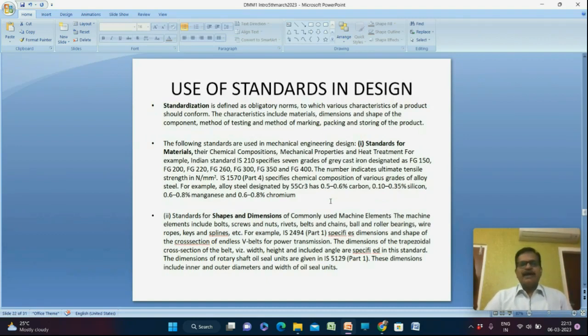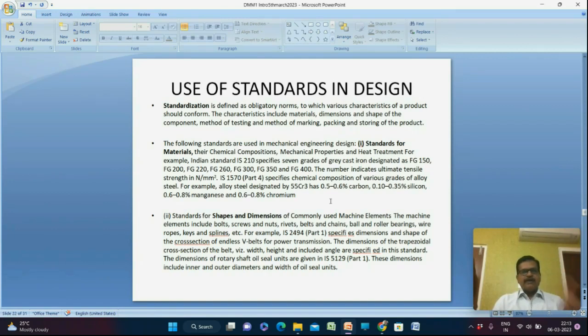Use of standards in design. Standardization is defined as obligatory norms to which various characteristics of a product should conform. The characteristics include materials, dimensions, shape of the component, method of testing, method of marking, packing, and storing the product. The following standards are used in mechanical engineering design.